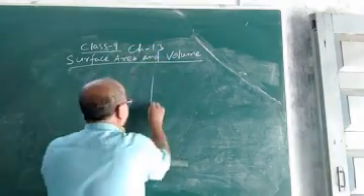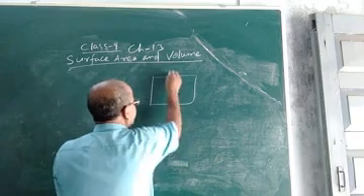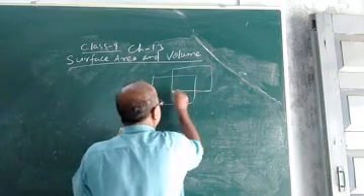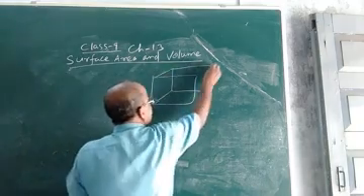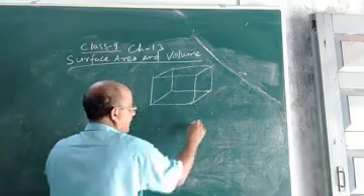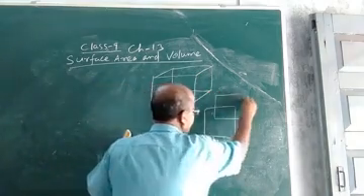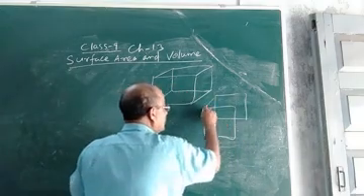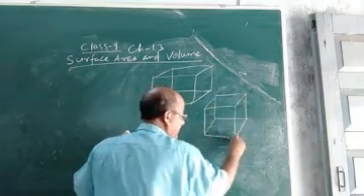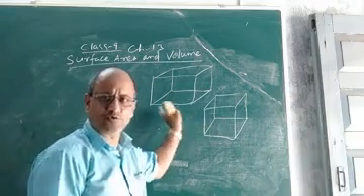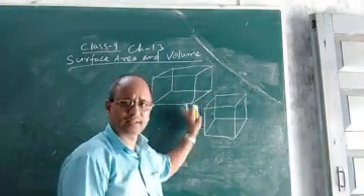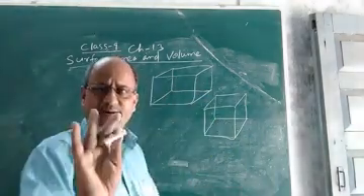See, I am drawing the figure of a cuboid. Look at this, this is a cuboid and this is a cube. From this you can easily differentiate what is a cuboid and what is a cube. What is the main difference? Both are three-dimensional solids having length, breadth and height.